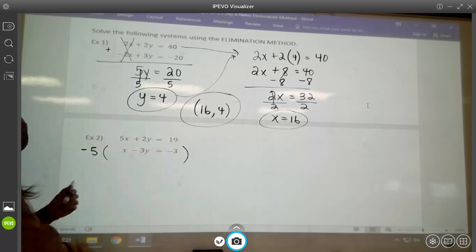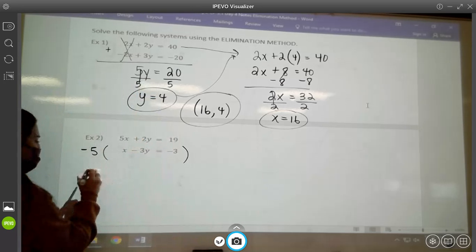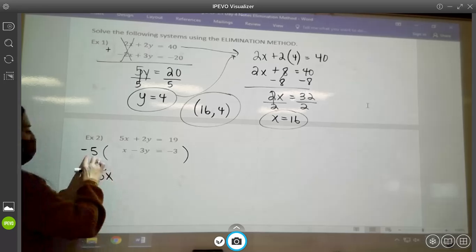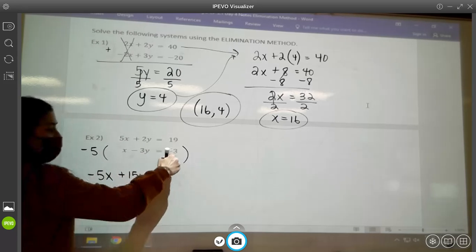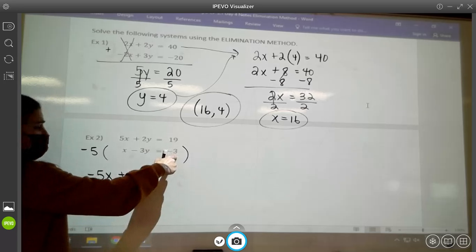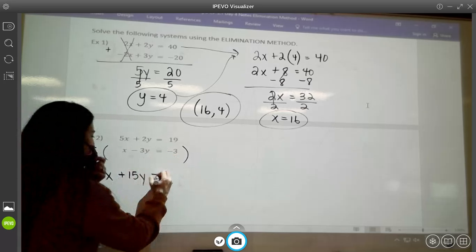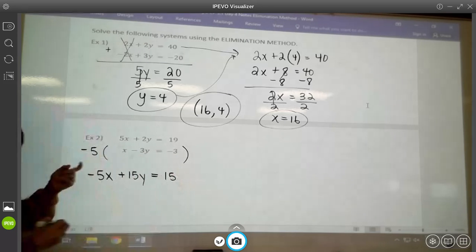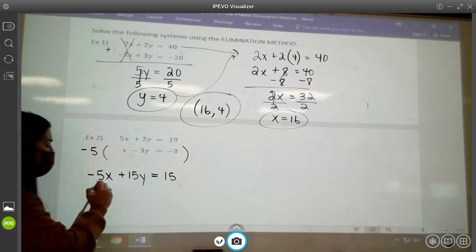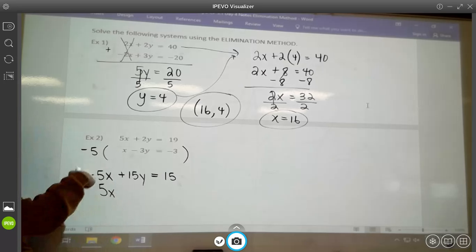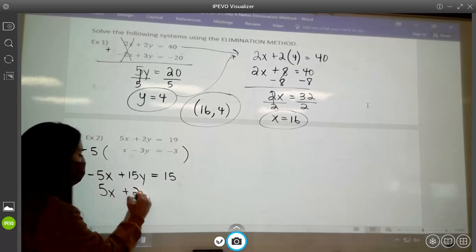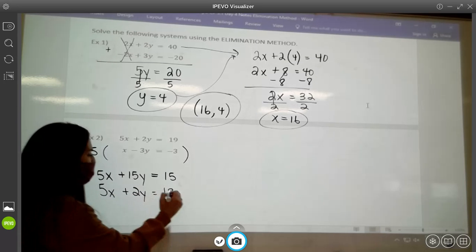I'm pretty big time. All right, so we got negative 5 times x is negative 5x. Negative 5 times negative 3y is 15y's. And then don't forget about this y. Everybody always forgets about him. Negative 5 times negative 3 is positive 15. Now you can bring the top equation down. We didn't even have to change him. Now look at that. That's beautiful. Same number, opposite sign. Plus 2y equals 19.